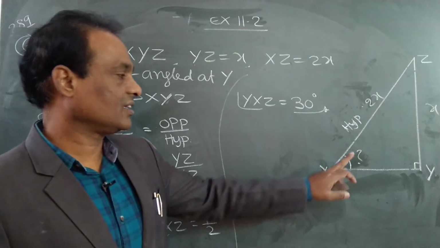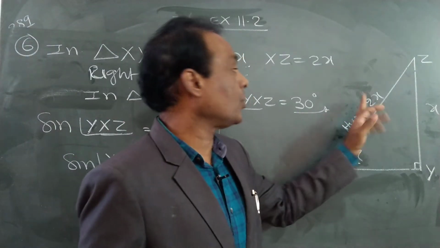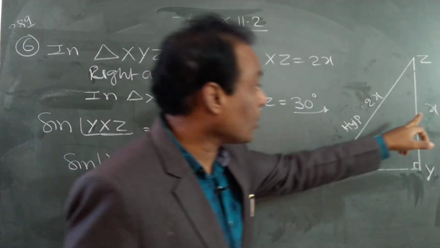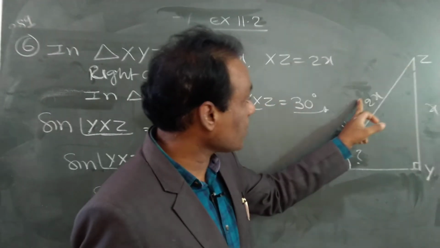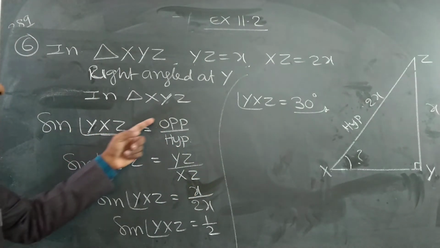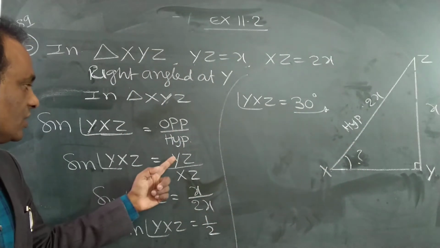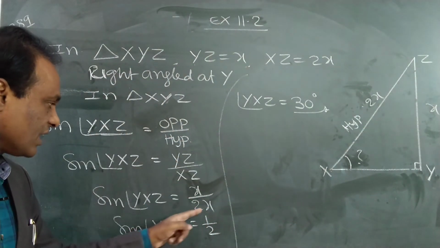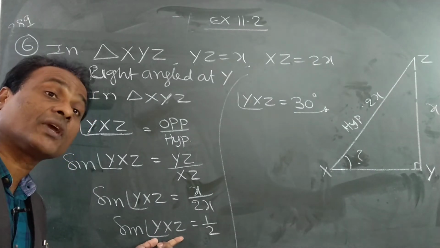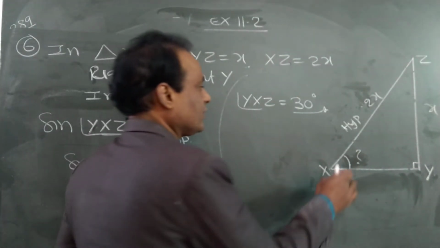How did we get it? I took the sine definition, opposite by hypotenuse. Why did I take only sine? Why not tan? Because in the problem the opposite is given and the hypotenuse is given, and opposite over hypotenuse is the sine ratio. Opposite YZ, hypotenuse XZ. This is x, this is 2x, x cancel, 1 by 2. When sine becomes 1 by 2, the angle is 30 degrees. So we got this angle.